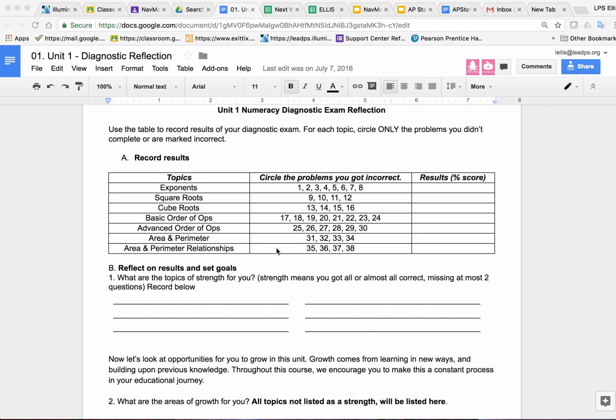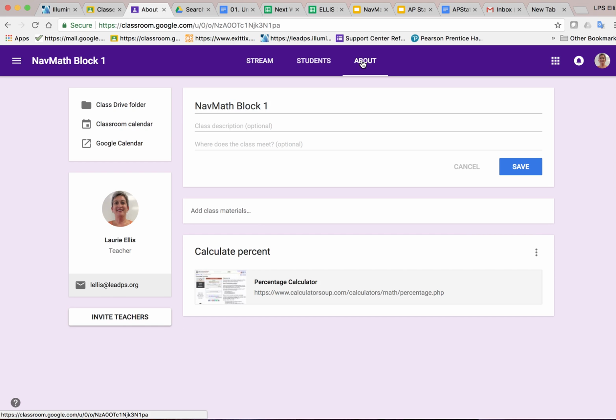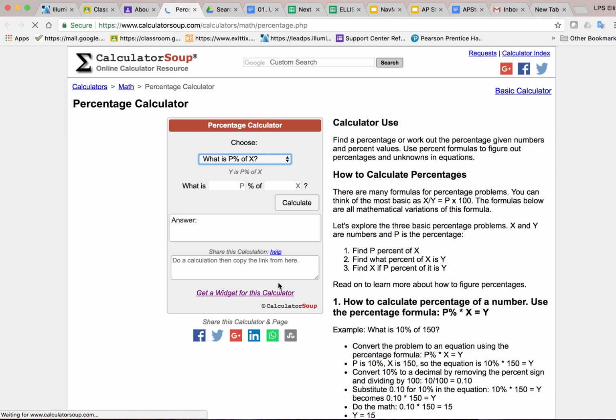Okay, so the next thing we're going to do is calculate the percentages. So click on your Google Classroom. I'm just using the example of block 1. When you click, go ahead and click on the About section. And I put things here that you will need on a regular basis. So in the About section, I have put a percentage calculator here for you. So go ahead and click on the percentage calculator.